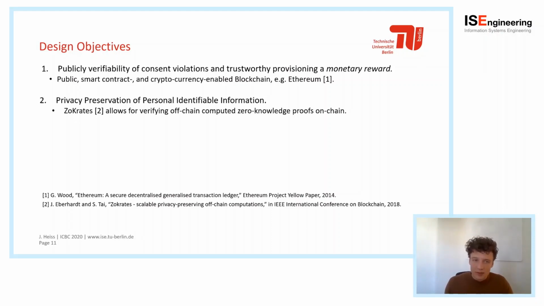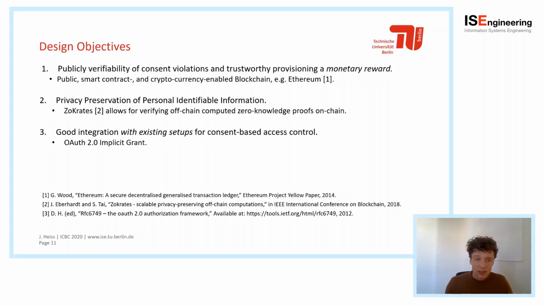The second objective is to preserve the privacy of service consumers and hence protect personally identifiable information. How can we do this when we use a public blockchain? Therefore, we leverage ZoKrates, which is a language and toolbox for zero-knowledge verifiable off-chain computations. And ZoKrates allows for verifying off-chain computed zero-knowledge proofs on the blockchain.